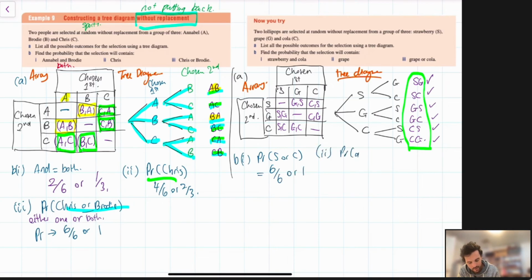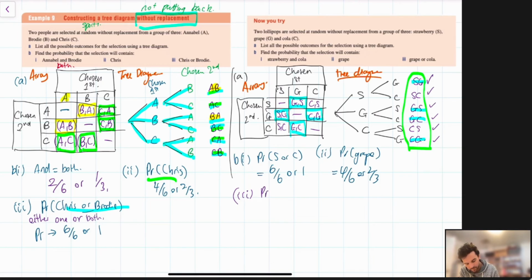What's the probability that the selection has grape? So let's go through this one, and I'm going to go on blue. This one has grape, this one has grape, this one has grape, and this one has grape. So 4 out of 6 or 2/3. Now you can do the same thing over here, as they're just different ways of showing the same information. The last one, part 3, is grape or cola.